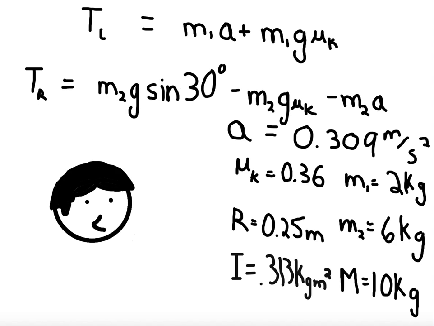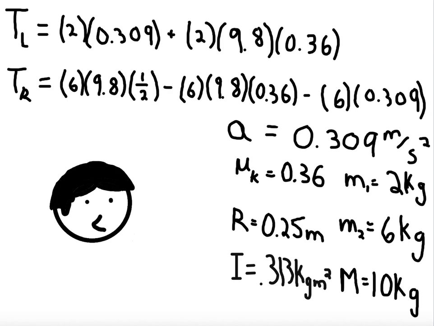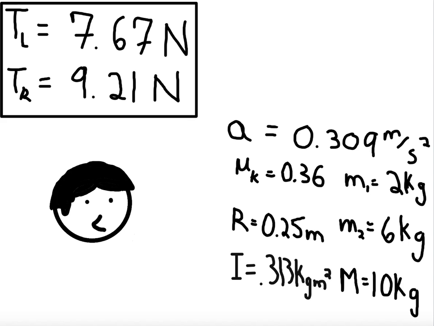And since we already solved for those beforehand, we're just going to plug in values now that we know the acceleration. So you just plug them in and then you get TL equaling 7.67 newtons and TR equals 9.21 newtons.